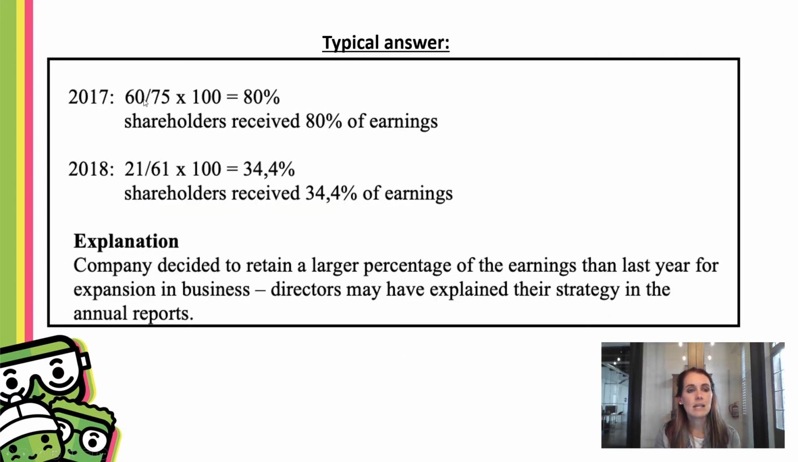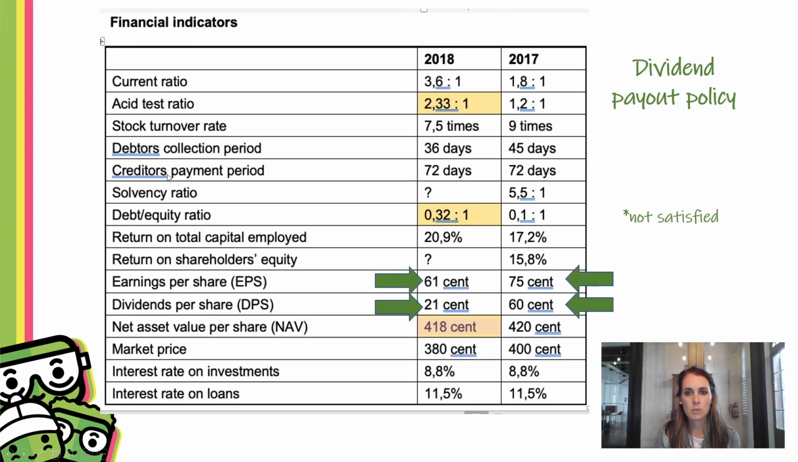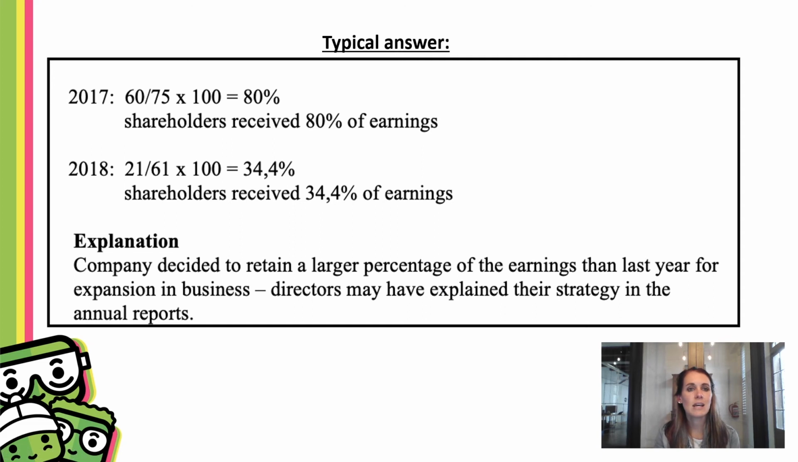For 2017, I took the dividends per share divided by the earnings per share. For 2018, I did the same thing. Let's quickly go back. Dividends per share is 60 cents. Earnings per share is 75. Dividends per share is 21 cents. Earnings per share is 61. So I'm basically just dividing it and then multiplying with 100. So in the previous year, the shareholders received 80% of the earnings. So the company paid out majority of the funds to the shareholders. This year, or the next year in 2018, the shareholders received only 34% of the earnings.